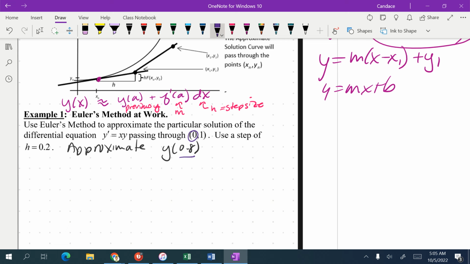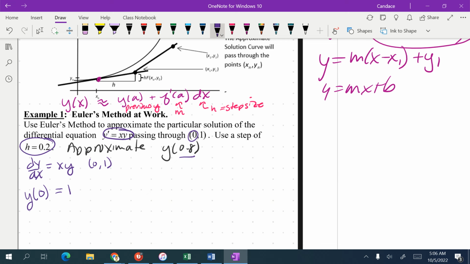I'm going to rewrite this, and instead of writing y prime, I'm going to write it as dy dx equals xy. And I know I've got the point 0, 1 to start. Sometimes in calculus, we'll write a point like this, but sometimes we'll write it like y of 0 equals 1, where you're showing the x value you're plugging in and the y value output. So this is where I'm starting.